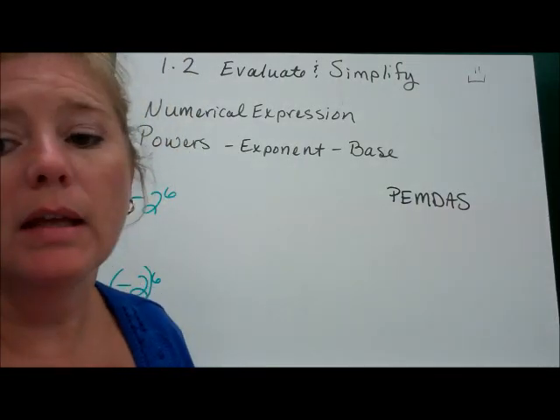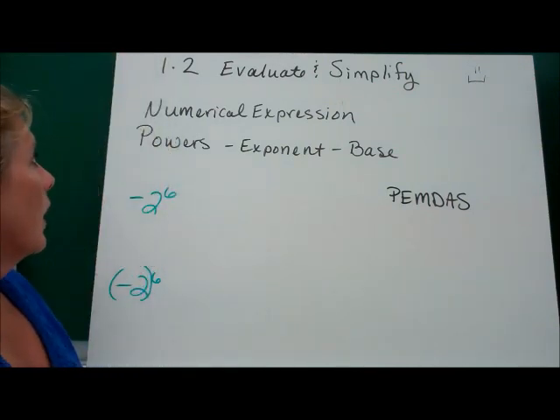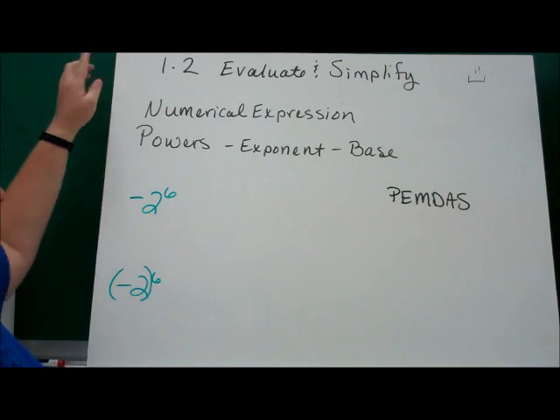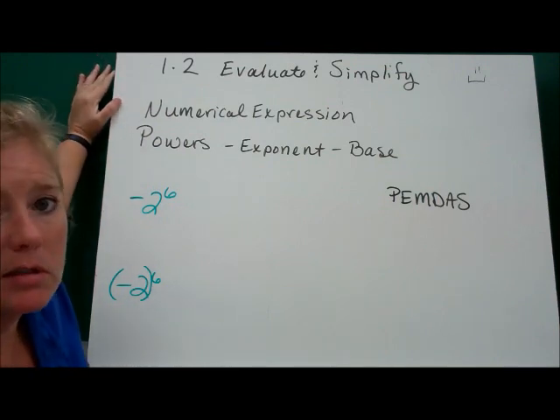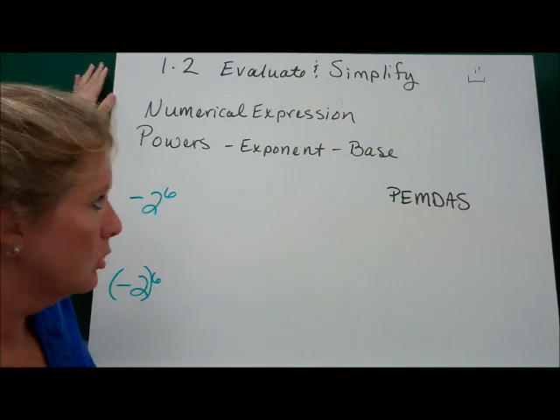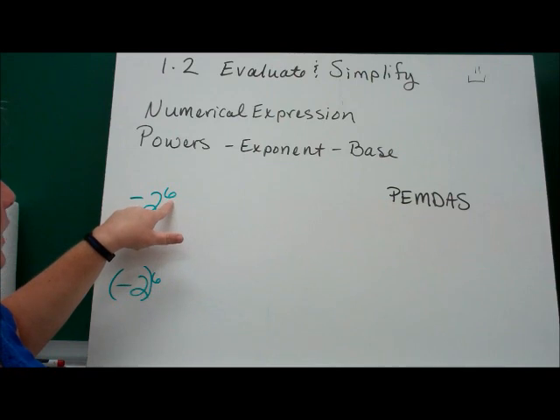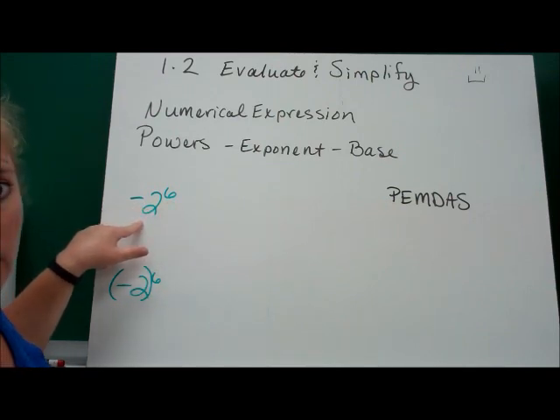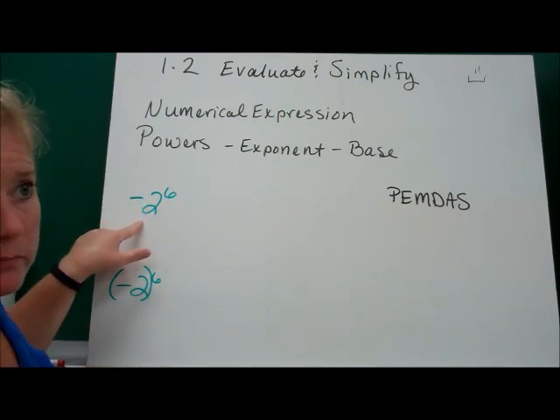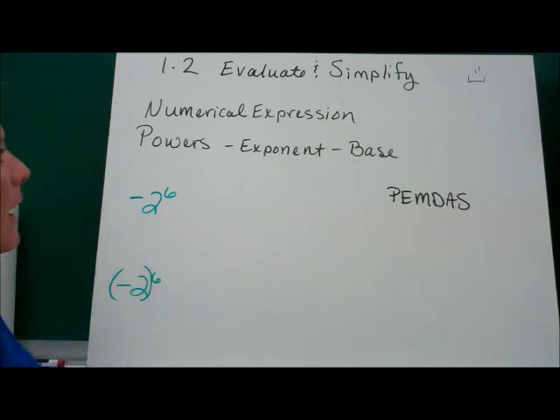Okay, evaluate and simplify algebraic expressions. First, some vocabulary. Numerical expression, that's just like a number, exactly. 2, 3, 7, 342. We have powers, which contain an exponent and a base. Those are your properties, or just a couple of characteristics of exponents and powers.